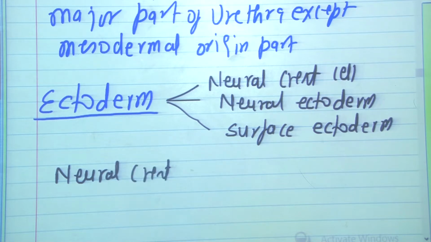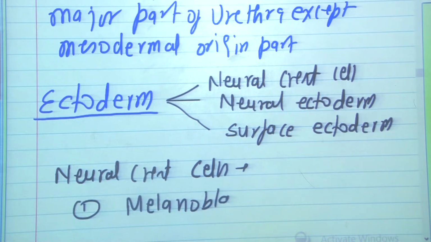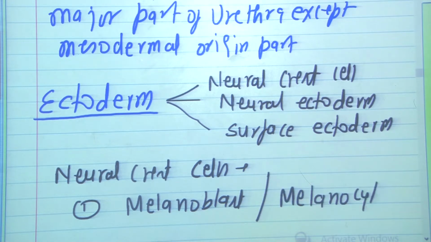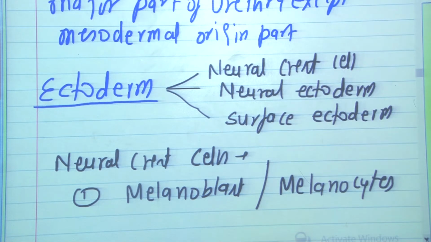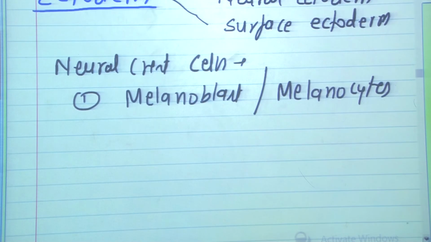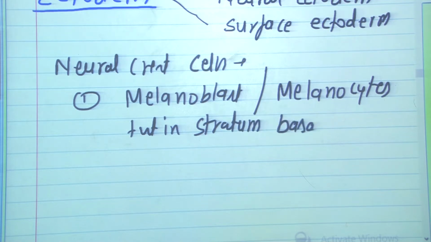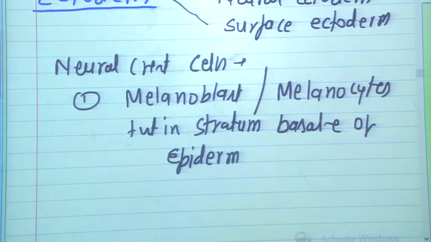What structures develop from neural crest cells? Number one, melanoblast or melanocytes. Where are they present? They are present in the stratum basale of epidermis. This is a separate question. Melanoblasts are present in the stratum basale of epidermis. Second is Schwann cell.